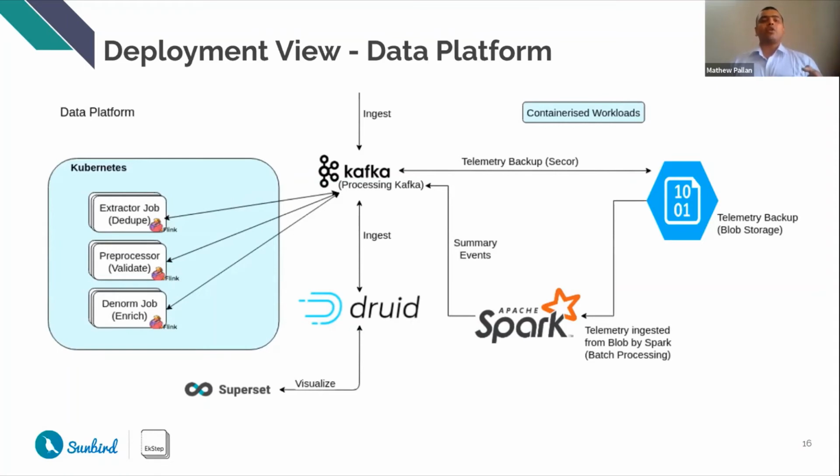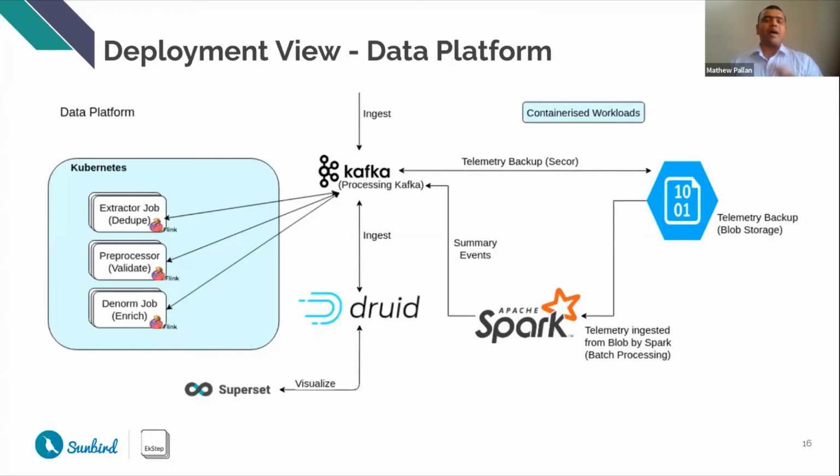And then we have a denorm job which takes care of enriching the events with the user context, the content context, and location, and other information that is necessary for the real-time metrics. And the data, as I've explained before, is backed up to blob storage, and Spark pulls the data from the blob storage and computes metrics and summaries which are ingested back into Kafka, and then that's also ingested into Druid.